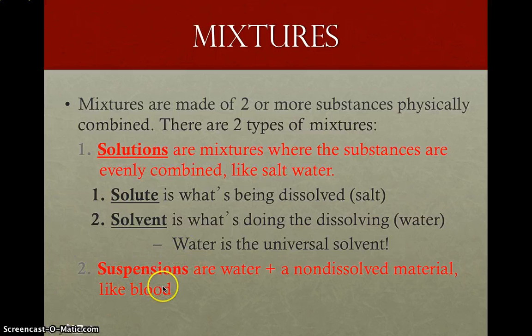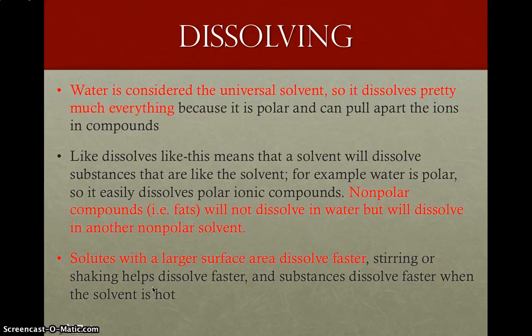Your blood is liquid plasma with chunks, your blood cells floating in it. So homogeneous solutions are evenly mixed, no matter how many elements are in them. Suspensions are something that's chunky, non-dissolved. Okay, so homogeneous solution, heterogeneous suspension. Okay, this takes us to number 18.